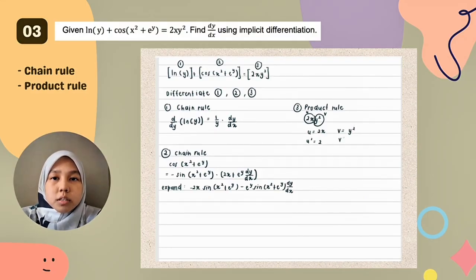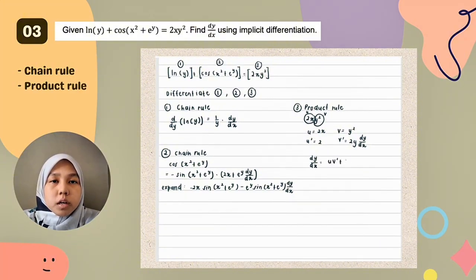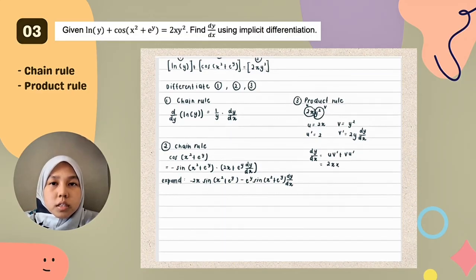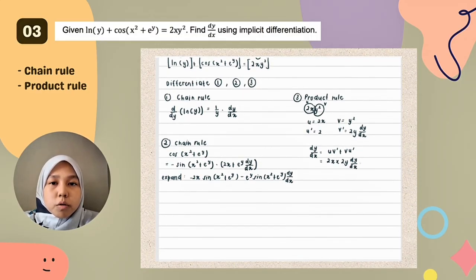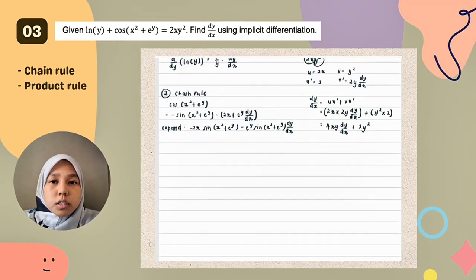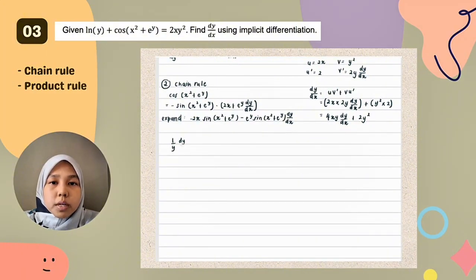The second term is cos of (x squared plus e to the power of y). For this term, we must use the chain rule because it is a composite function, a function inside a function. First, we differentiate the outside trigonometric function, which gives us negative sine of (x squared plus e to the power of y). Second, we multiply this by the derivative of the inside angle, which is x squared plus e to the power of y. The derivative of x squared is 2x by using the power rule. The derivative of e to the power of y remains e to the power of y, but since it contains y, we attach dy over dx, giving us e to the power of y times dy over dx.